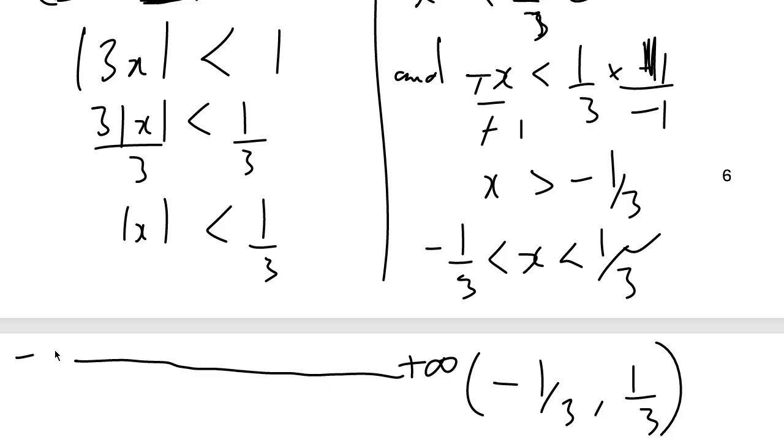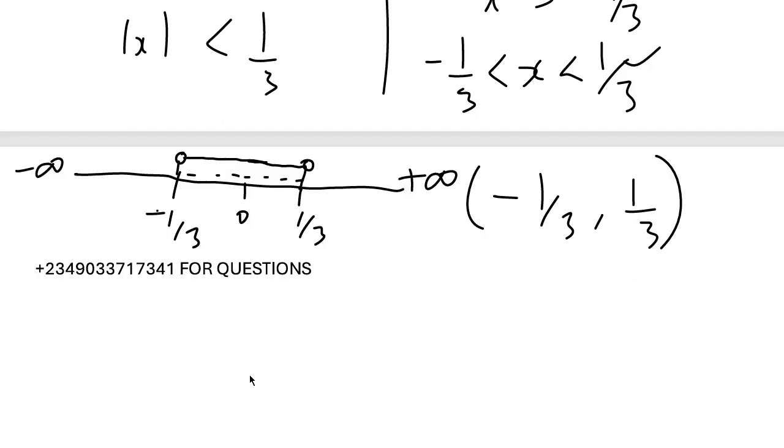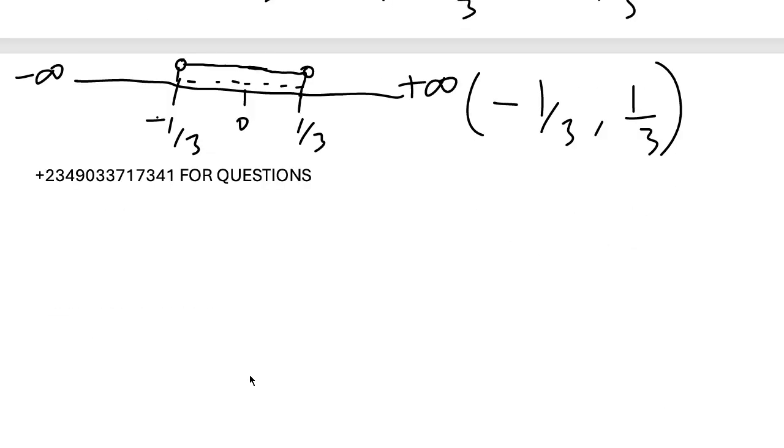This is positive infinity, this is negative infinity. So let's say that here is 0, here is 1 over 3, here is negative 1 over 3. And the first inequality we have is that x should be greater than what? 1 over 3. So starting from here, x greater than 1 over 3 and x less than 1 over 3. So you see that they have a meeting point. So this is the interval containing the values for which the expansion is valid.